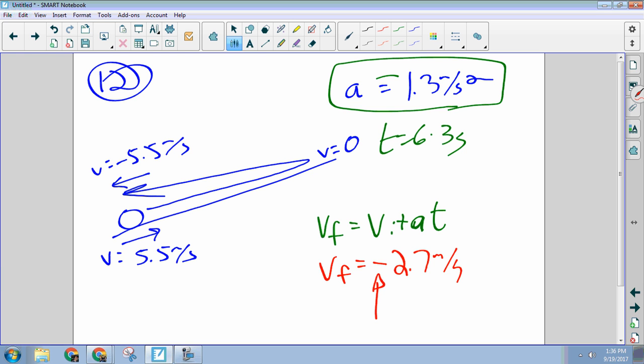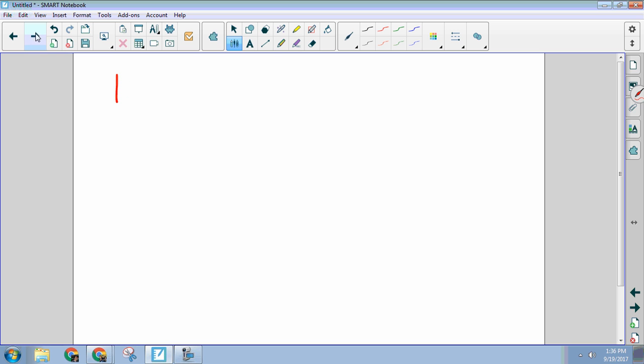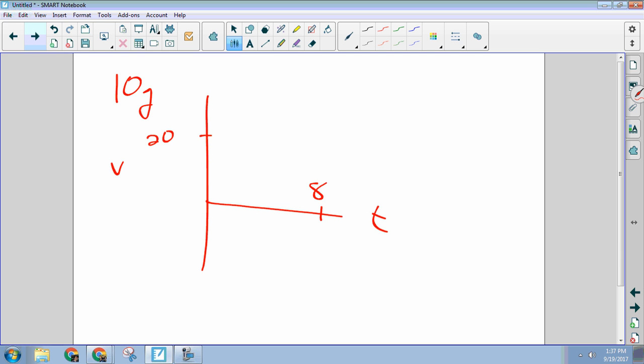All right. And then finally, 10G wants a velocity time graph. So for 10G, here's what we know. We know that the velocity begins at 20, and at the end of 8 seconds, the velocity is negative 20. Right? So the velocity begins at 20, ends at negative 20, so just draw a straight line to connect the dots. Connect the dots.